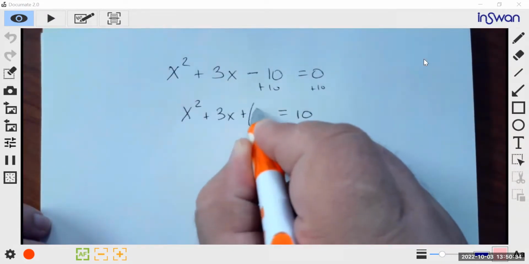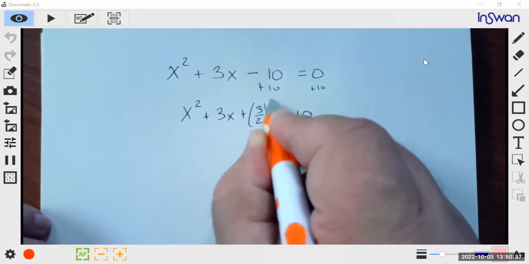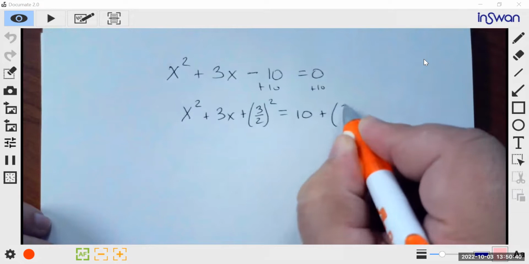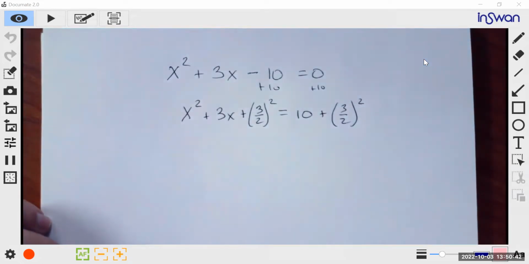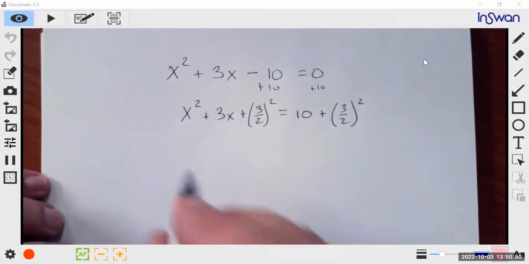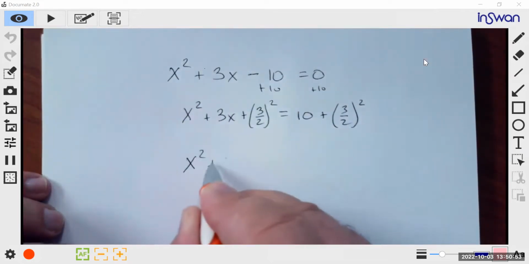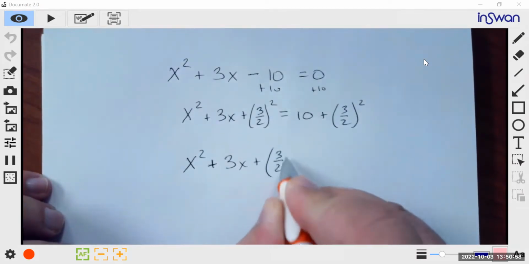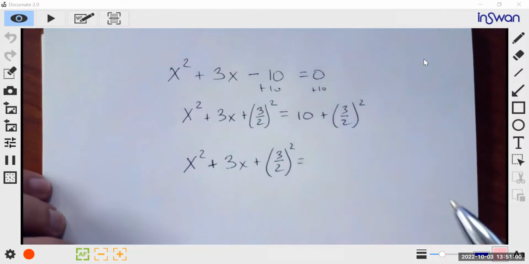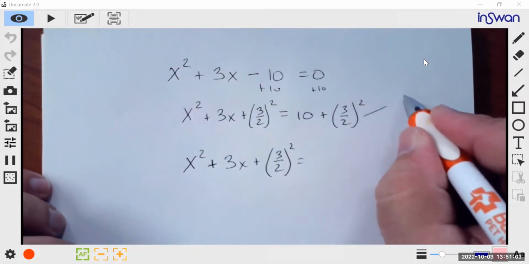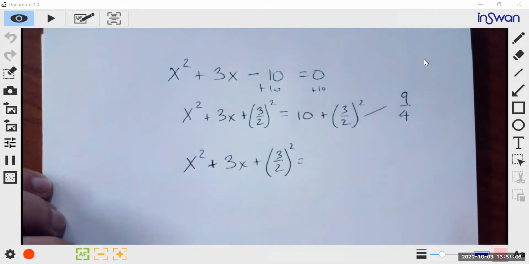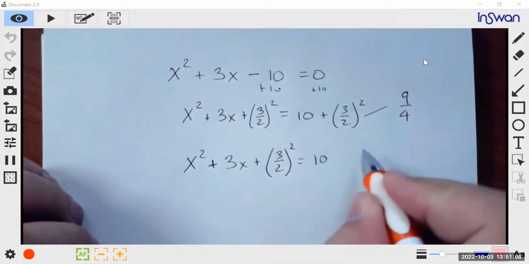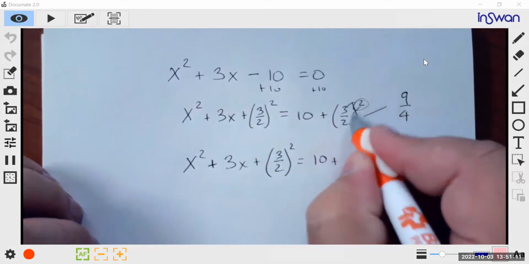All right, so we have to add b over 2 squared, both sides. B is 3, so 3 over 2 squared. Now here's the problem. You see, we have fractions. So we have x squared plus 3x plus 3 over 2 squared. 3 over 2 squared becomes 9 over 4. Square both of the numbers.